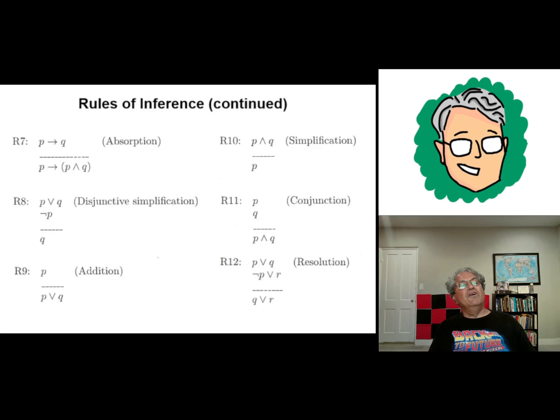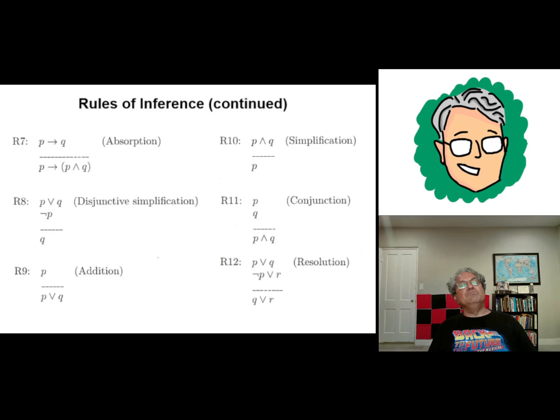So rule 9, addition. And this one's kind of obvious too. We start with P, and we automatically conclude P or Q. P is already true, so you can or it with whatever you want. Remember, or only cares about one thing being true. So once we've already established that the first thing is true, it follows that this disjunction is true. It doesn't care about Q at that point.